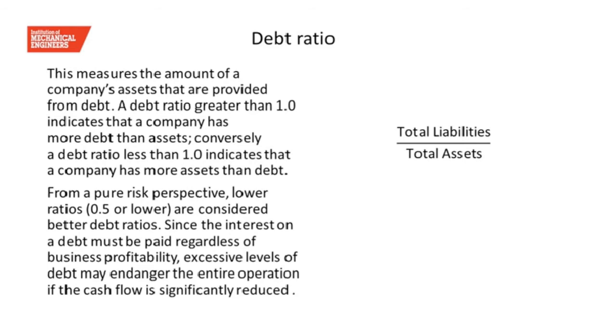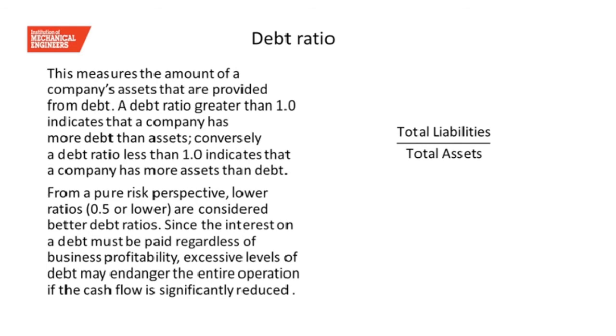A debt ratio greater than 1 indicates that a company has more debts than assets, and conversely, a debt ratio less than 1 indicates that a company has more assets than debt. From a pure risk perspective, lower ratios, i.e. 0.5 or lower, are considered better debt ratios, since the interest on the debt must be paid regardless of business profitability, unlike dividends to shareholders.